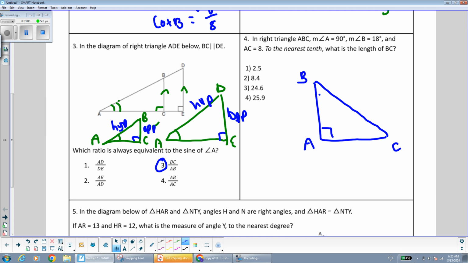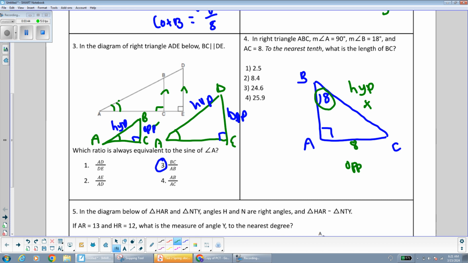Angle B is 18. Now, it doesn't matter if you put angle B here or angle B here, you are going to get the exact same thing. It's just that your trig ratio might be different if you put the 18 over here. So based on where I put the 18, we know that AC is 8. So we have information about the opposite side, and we're finding the hypotenuse. So I'm going to use sine, opposite over hypotenuse.